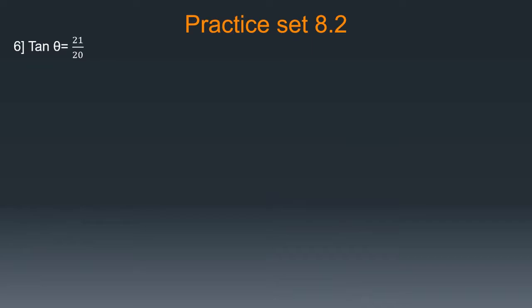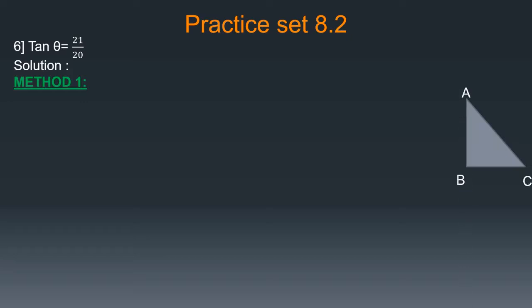Sixth question from your textbook, question number 1. Tan theta is equal to 21 upon 20. Solution. Again we are using method 1 here. So let us draw a right angle triangle and name it A, B and C. Consider angle C as theta here.